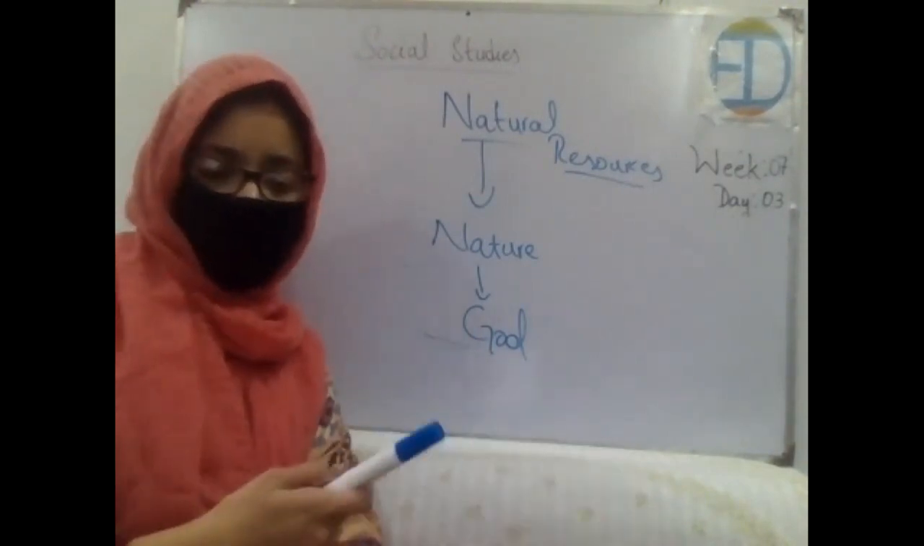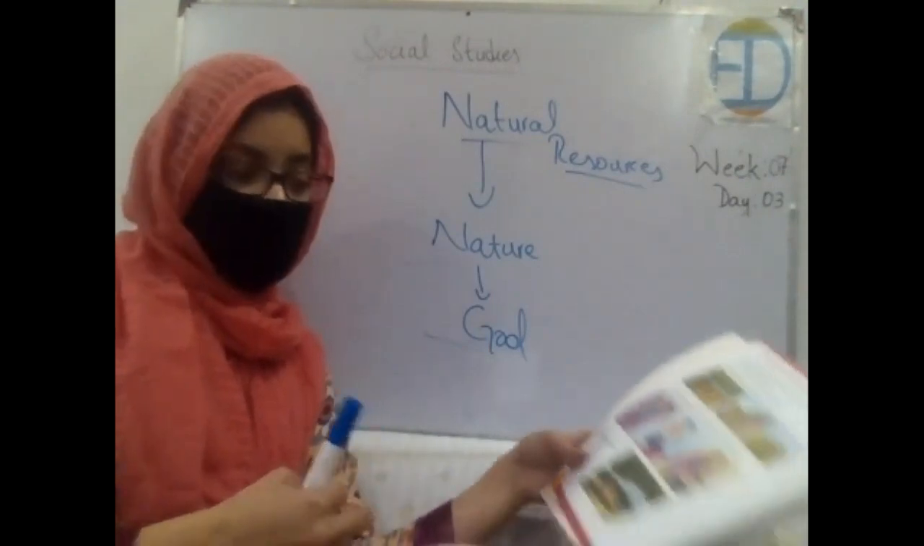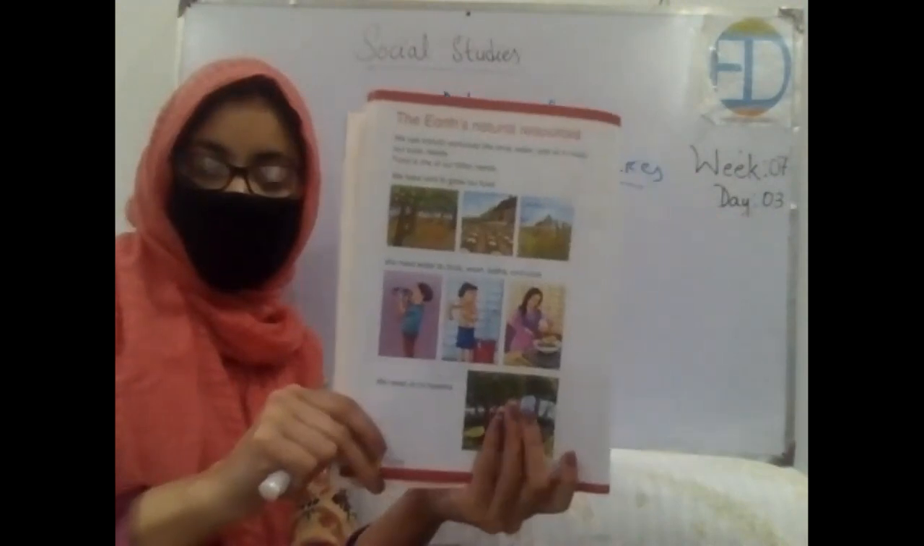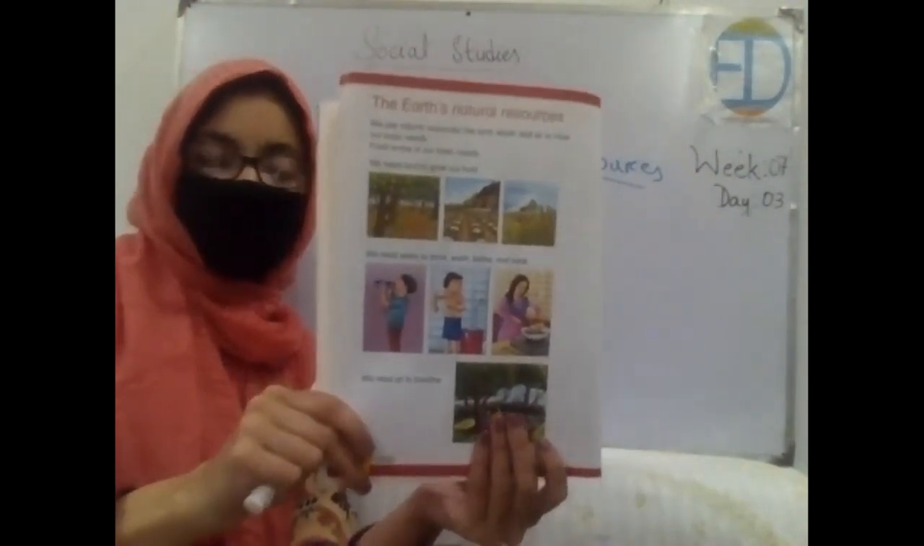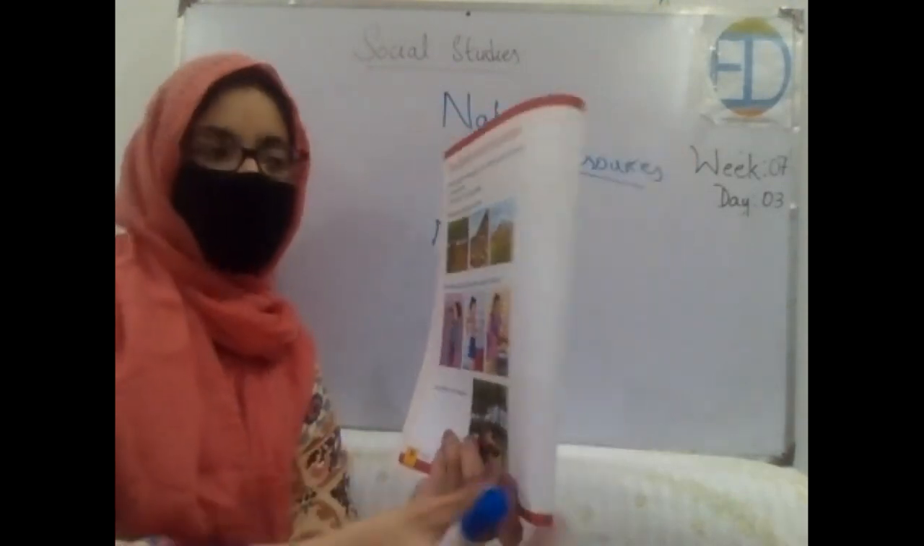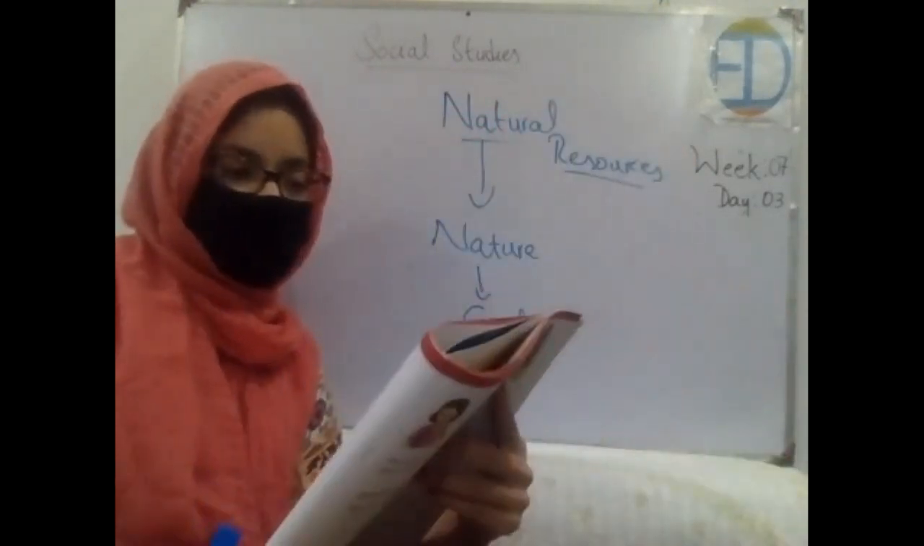So before discussing it further, let's first do a reading of your book chapter. I want all of you to open page number 30 of your book. The chapter name is The Earth's Natural Resources. Okay, so let's start reading.